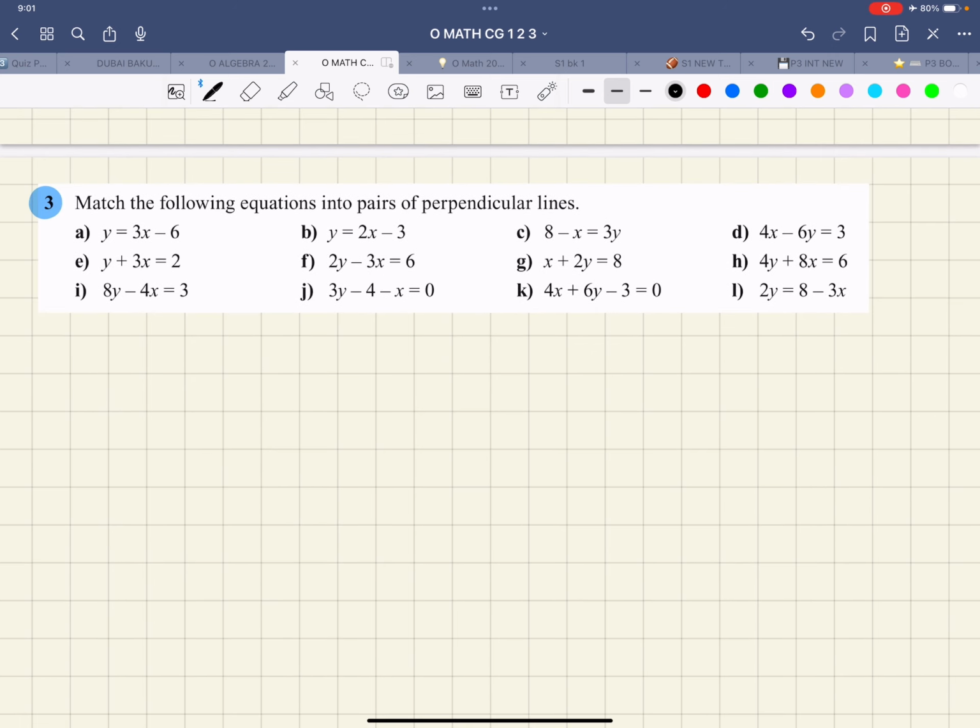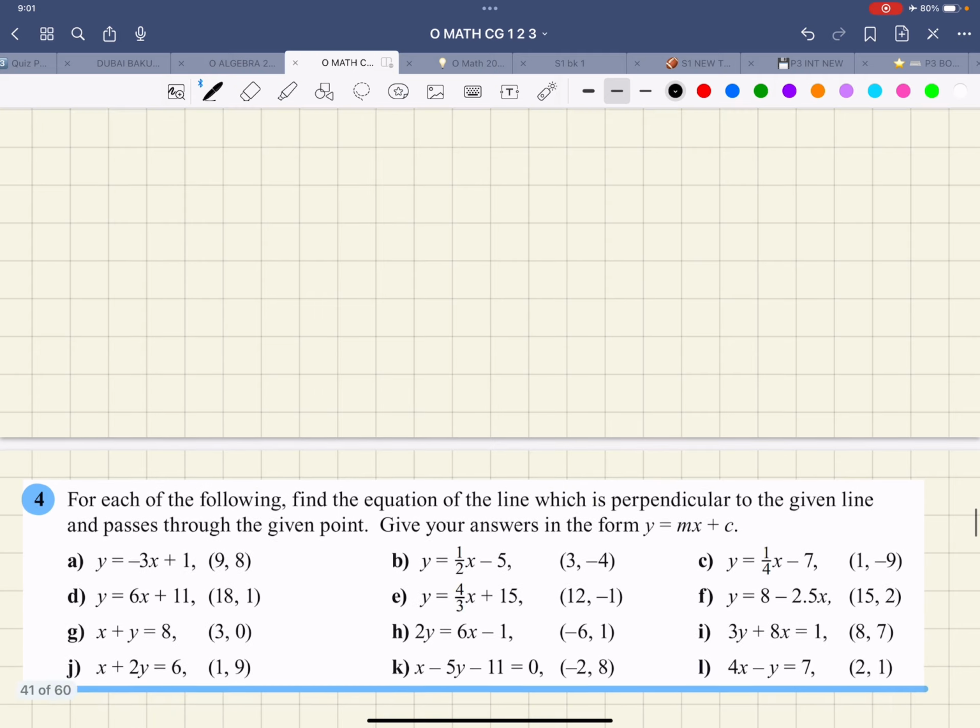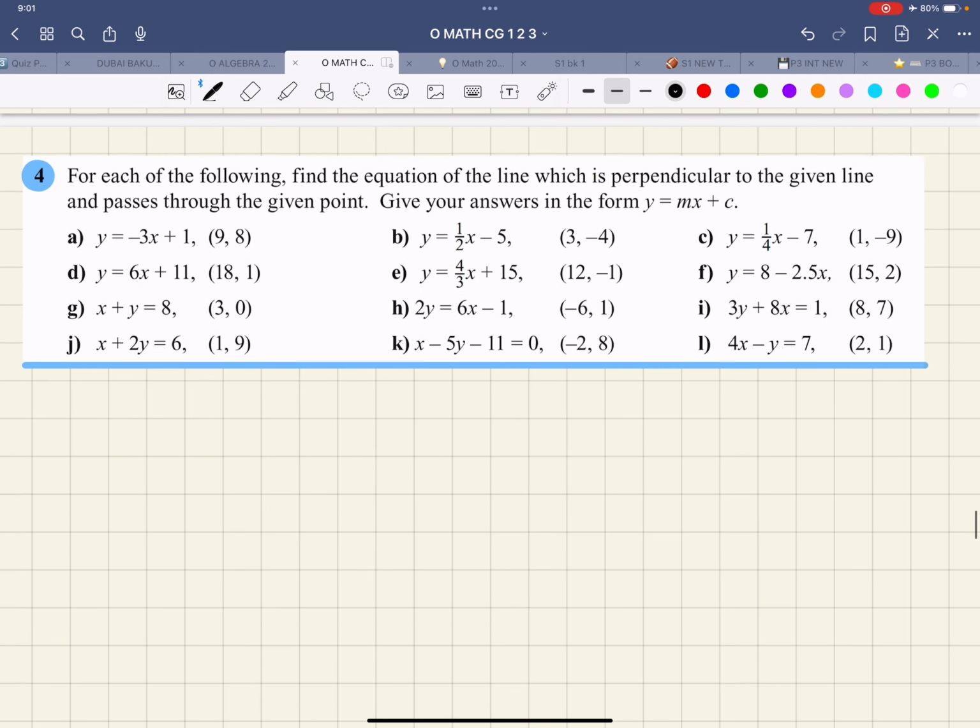Make the following equations into pairs of parallel lines. I mean, just write in the standard form and you will find it. Nothing special about it. For each of the following, find the equation of a line that is perpendicular to the given line. Let me highlight it. This is perpendicular to the given line and passes through the given point. Give the answer in the form y is equals to mx plus c. So let me try out part I.